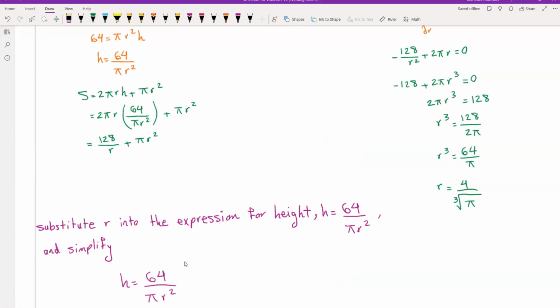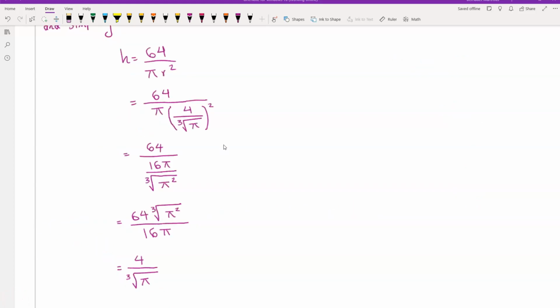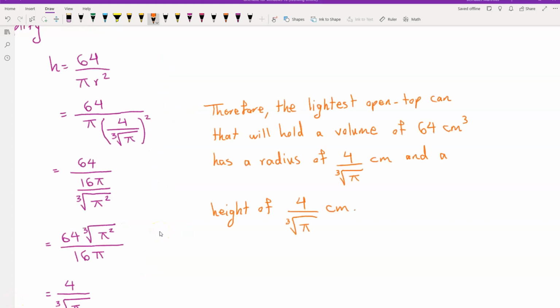Next step, substitute R into the expression for height, which is H equal to 64 divided by pi R squared, and then simplify. So R is 4 divided by the cube root of pi. So what we have, H is equal to 64 divided by pi times 4 divided by the cube root of pi, squared. And simplify, and our final answer for H is equal to 4 divided by the cube root of pi. Therefore, the lightest open-top can that will hold a volume of 64 cubic centimeters has a radius of 4 divided by the cube root of pi centimeters and a height of 4 divided by the cube root of pi centimeters.